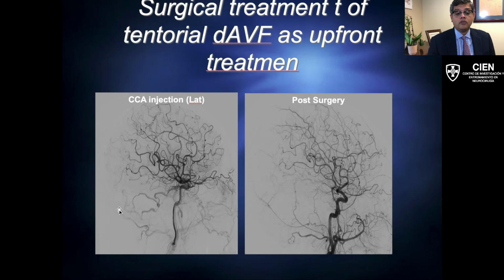There's no way we can get into this transvenously up to this point to coil it. And the transarterial embolization is a problematic thing. So here what we did is a small retrosig craniotomy, and we were able to just ligate this vein. It's just like a trigeminal neuralgia operation. You see the vein there, and you just ligated it. And you can see this is a postoperative image. So this is another example where you can use surgical treatment as an upfront treatment.